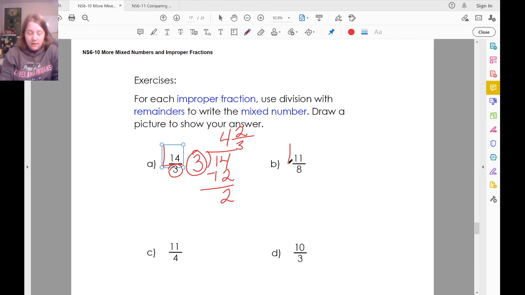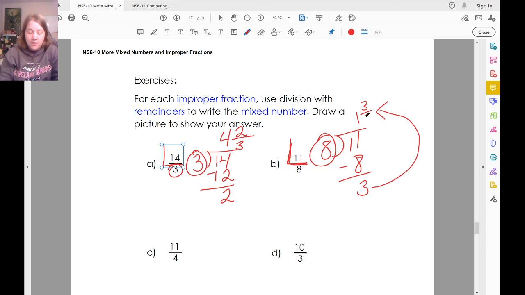Letter B, 11 divided by 8. Go ahead and make that L again, which means 11 is on the inside and 8 is on the outside. 8 can only go into 11 one time. 8 times 1 is 8. 11 minus 8 is 3. Take that 3 all the way from the bottom, move it all the way to the top, and we have 1 3/8.